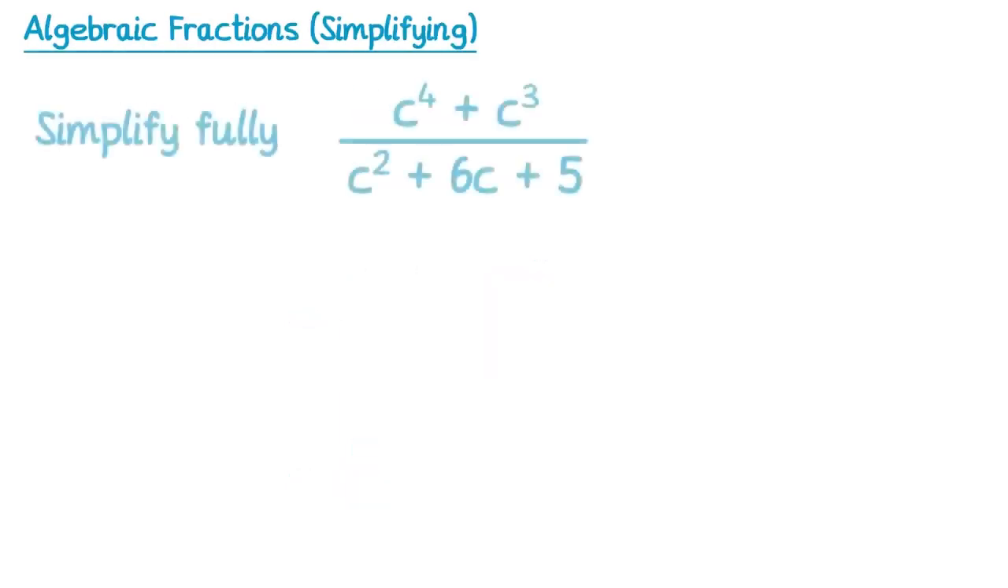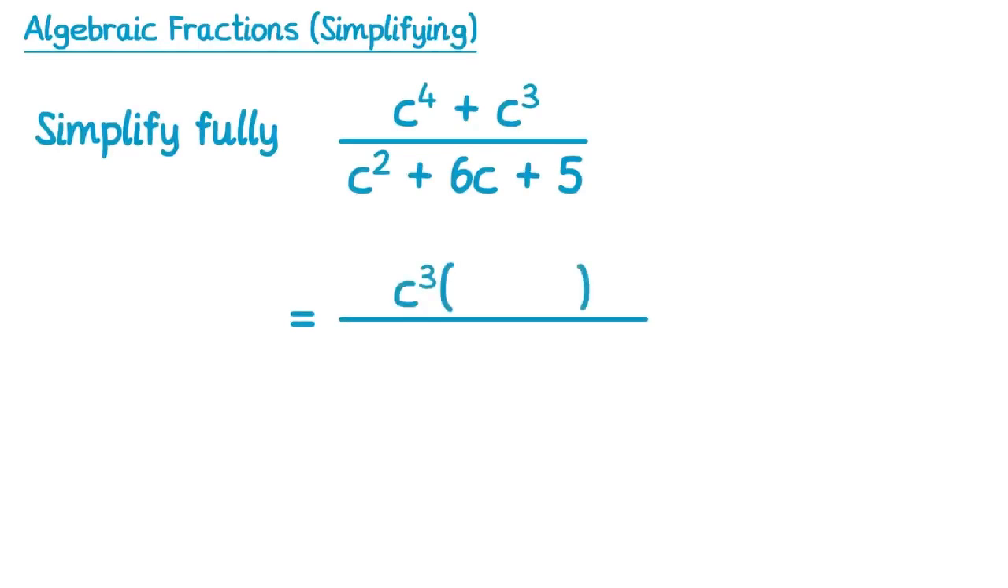Now let's try another one. So on the top here, we've also got a single bracket factorization. We can factorize out c to the power 3. To get from c to the power 3 to c to the power 4, we need one more c. And then we just need c to the power 3 again, so we can multiply this by 1.